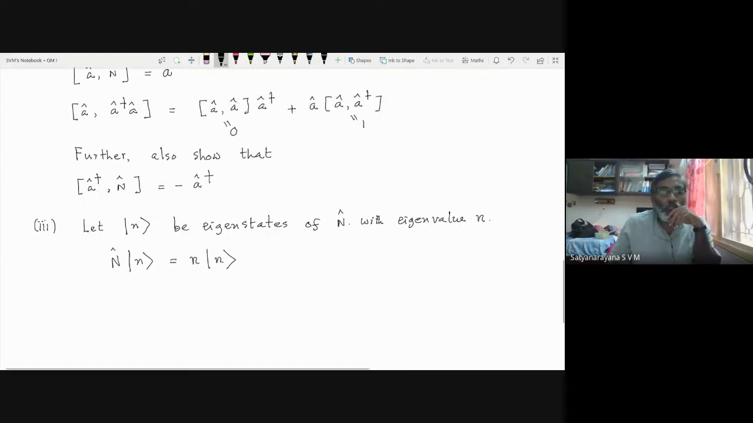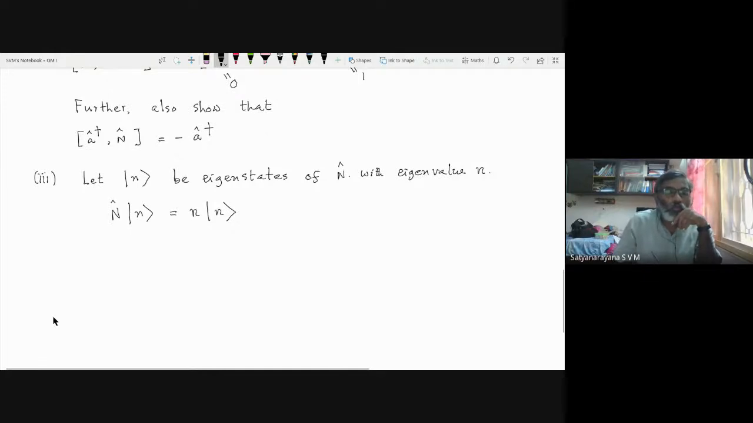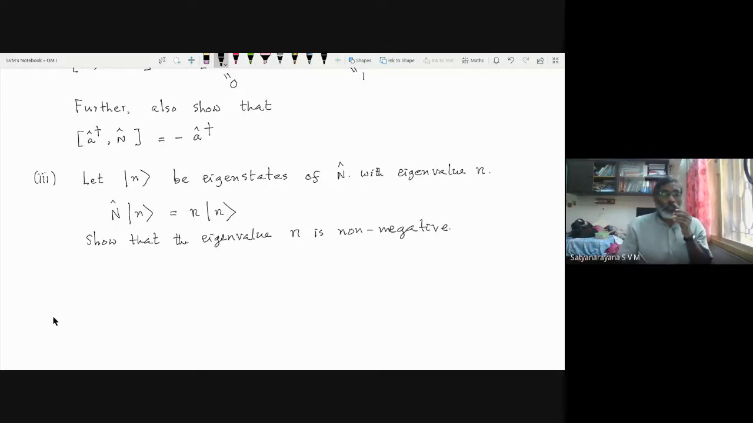Okay, so now we can show that the eigenvalue n is non-negative. That means it cannot be negative. It can be zero or it can be a positive integer. So eigenvalue n is non-negative. How do I show that? So let us try to, so consider an eigenstate n.